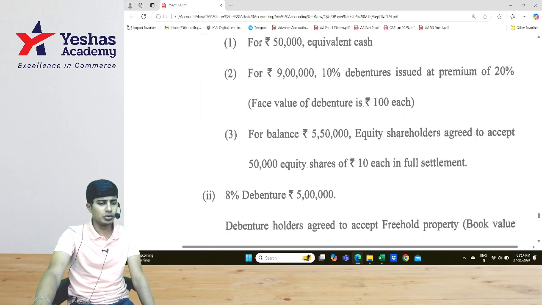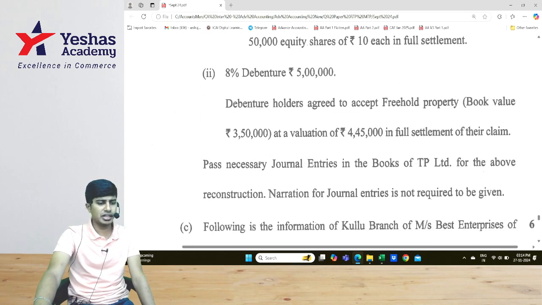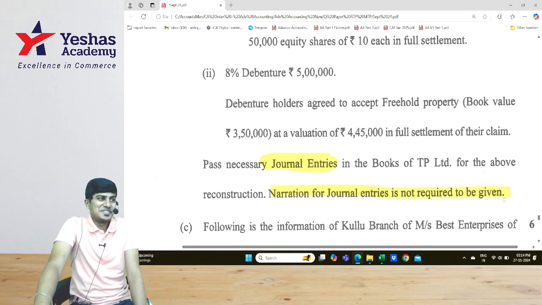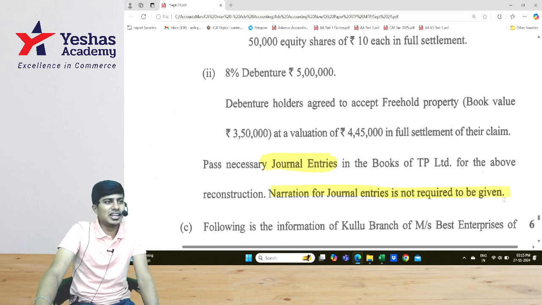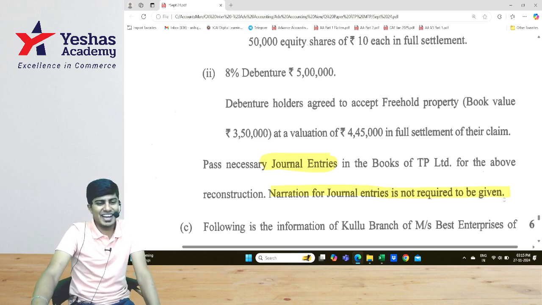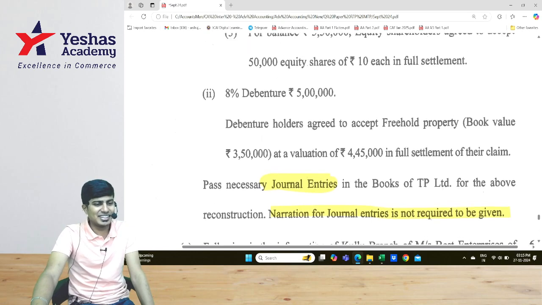What are we required to do? We are required to pass journal entries in the books of TP. Narration is not required. When they tell this, you don't have to write. When they don't tell anything, it means you have to write. Okay, let's see the transaction.